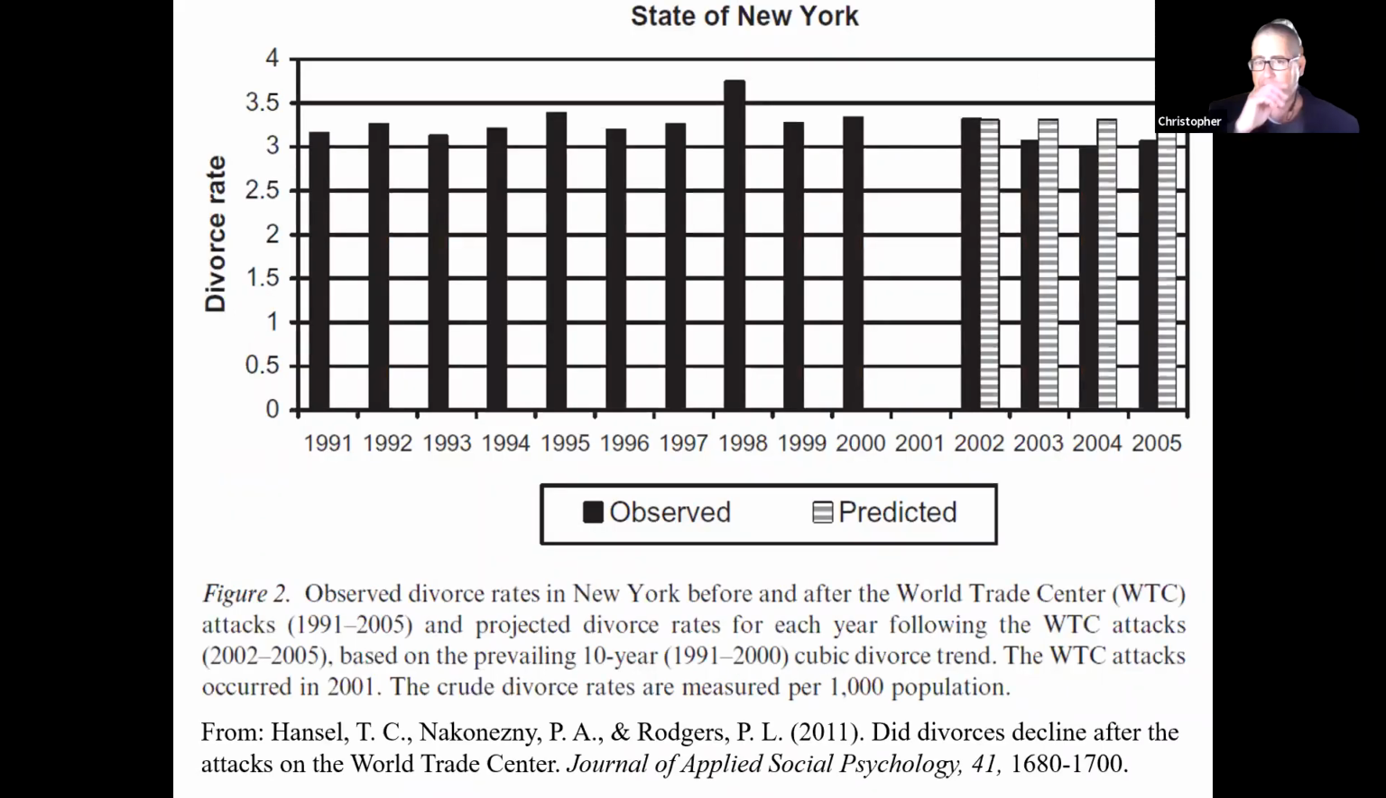Here's a graph from an article that was focused on whether divorces declined following the World Trade Center attacks. You can see that on the left-hand side, they have the regular divorce rate. On the right-hand side, the divorce rate after 2001. They didn't include 2001 because that's when the attacks occurred. And you can see that there is actually a bit of a drop-off. Those second bars on the right-hand side, that's just showing what the average was of the previous years. And you can see that the average had gone down.